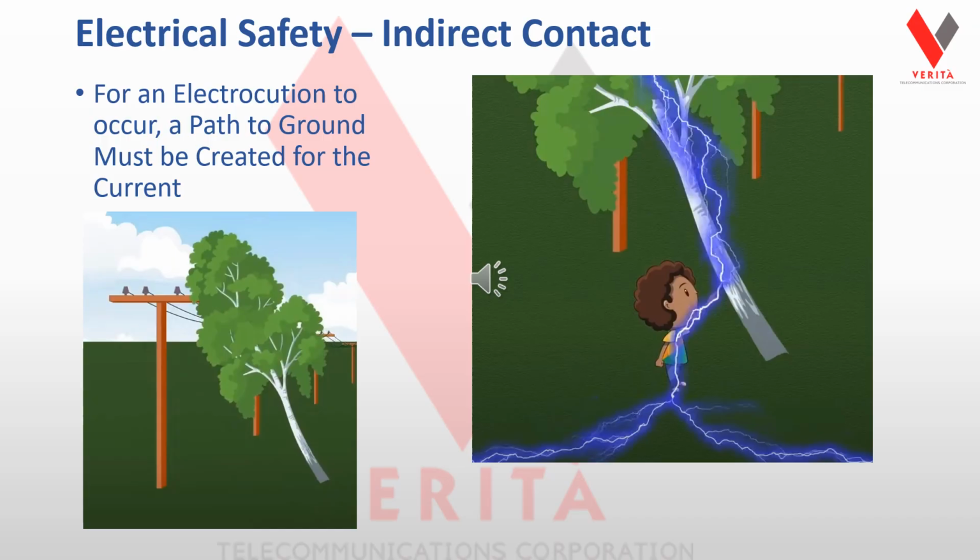Now, here's a dangerous situation, indirect contact. Electrocution can occur when a path to ground is created by our bodies. We see here that the tree's leaning up against the power lines. They're energized. That tree becomes energized. We walk up, we touch that tree. Now we become a separate path for that current to travel to ground.